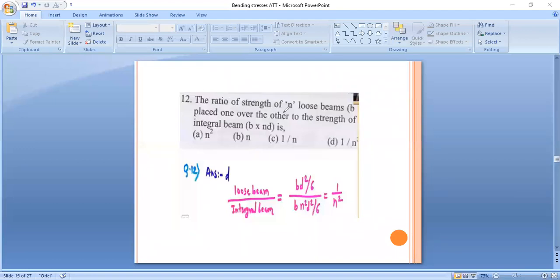The next question, the ratio of strength of n loose beams placed one over the other to the strength of an integral beam, B into nD, is. So strength of loose beam divided by integral beam. Loose beam section modulus is BD square upon 6, and for integral beam B n square D square upon 6, because nD dimension is given. This 6 gets cancelled, this D square cancels, this B gets cancelled. So 1 upon n square. So option D is the correct answer.